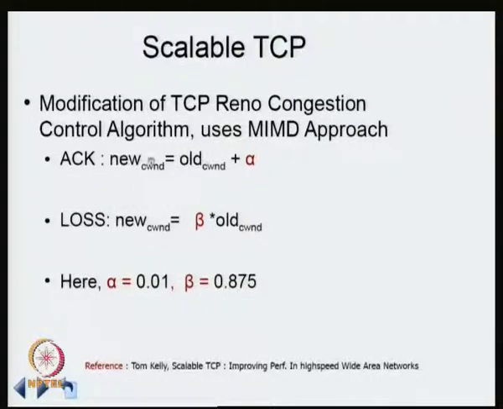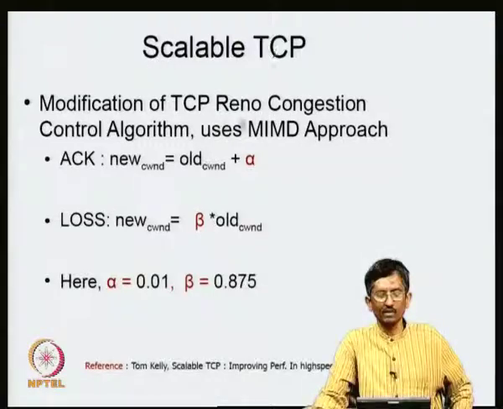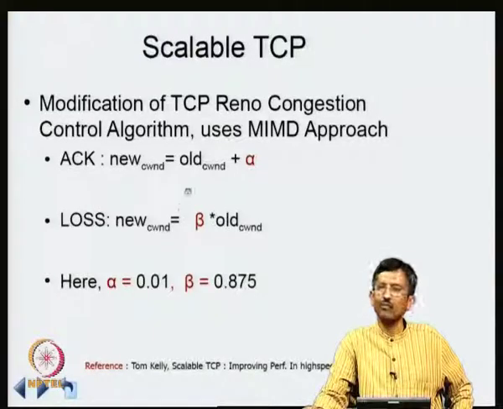So, there is scalable TCP, which basically does that. Instead of the previous one, where we had an increase proportional to the congestion window, here we directly increase it by alpha, and it is 0.01. Loss is exactly the same as before. This is a slightly faster way of ramping up in the additive phase.